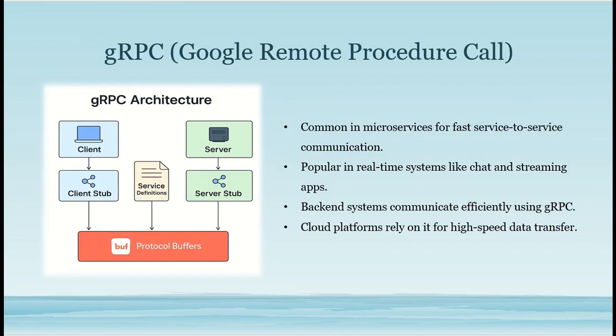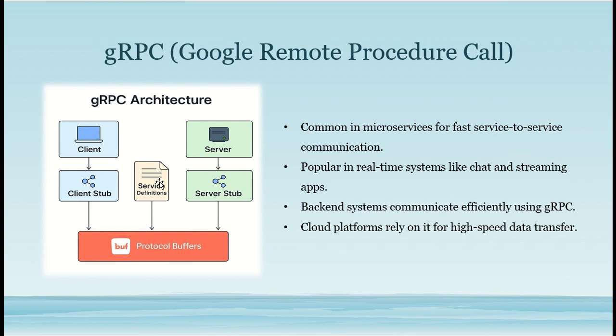So coming to Google Remote Procedure Call, this is one of the architectures of API. Look at the image. The image explains the gRPC architecture. First, the client sends the request, and the request goes through something called the client stub, which acts like a helper to communicate with the server. In the middle, we have server definitions, which define what services and methods are available.